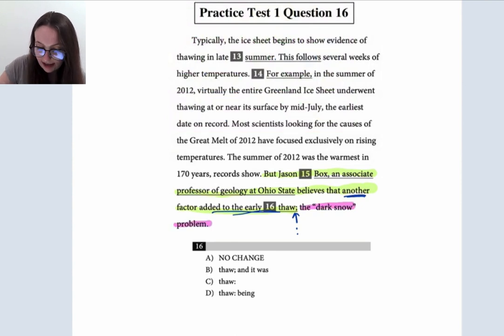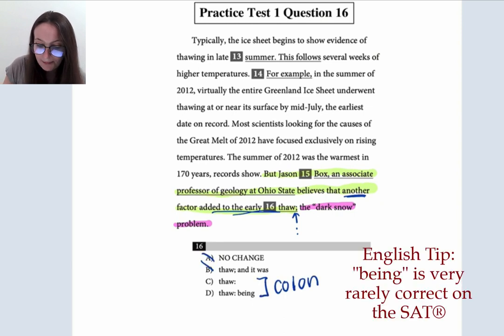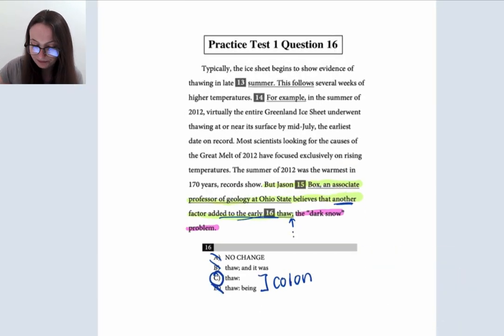So we can see that choices C and D have the colon, which is what we want right here, but it's not being the dark snow problem that's the other factor. It's just the actual dark snow problem itself. So it's got to then be choice C that we're presenting or revealing.